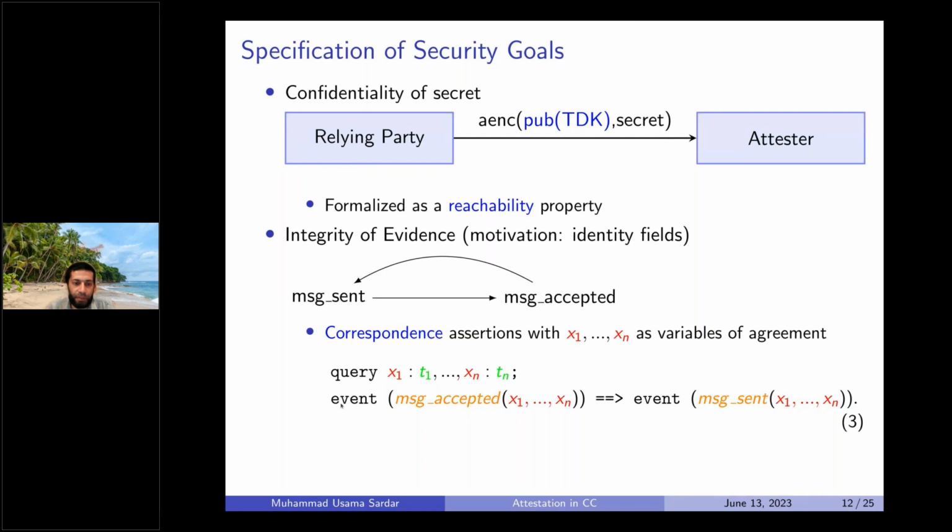In terms of modeling, they are represented via events. We have a message accepted event in the relying party module and the message sent event in the attester. And the query checks, or we ask the tool to check, that given these parameters, let's say these are the claims, identity fields, and nonces and so on, is it the case that if I have a message accepted at the relying party, there was a message sent from the attester with the same set of parameters, that is, these parameters actually agree.